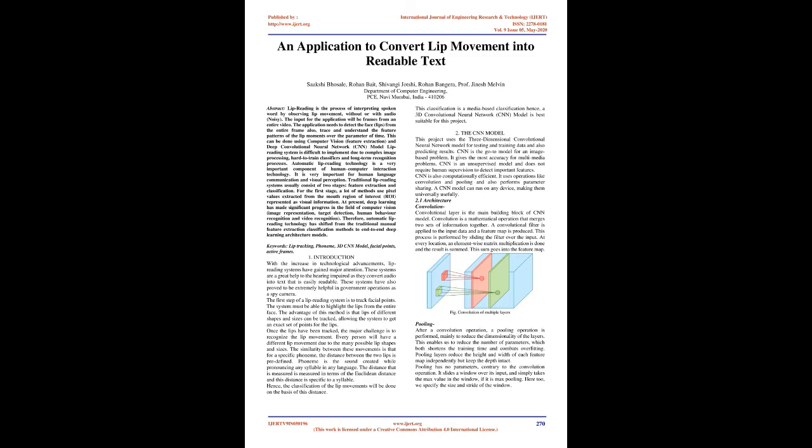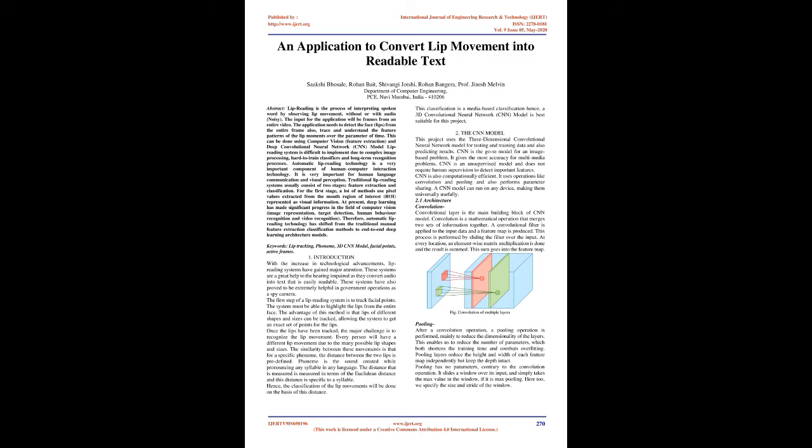Every person will have a different lip movement due to the many possible lip shapes and sizes. The similarity between these movements is that for a specific phoneme, the distance between the two lips is predefined. A phoneme is the sound created while pronouncing any syllable in any language. The distance is measured in terms of the Euclidean distance, and this distance is specific to a syllable. Hence, the classification of the lip movements will be done on the basis of this distance.